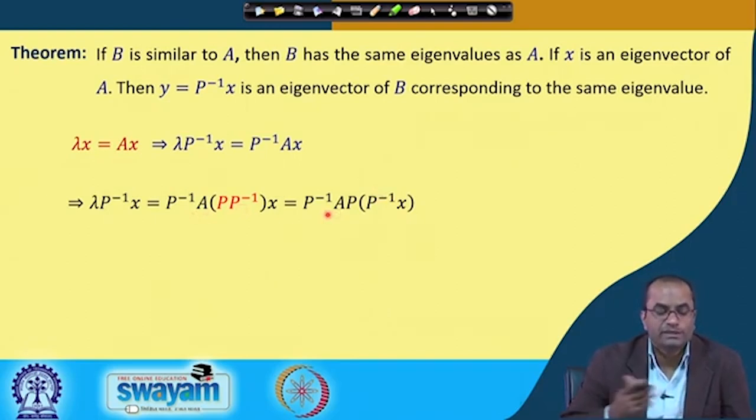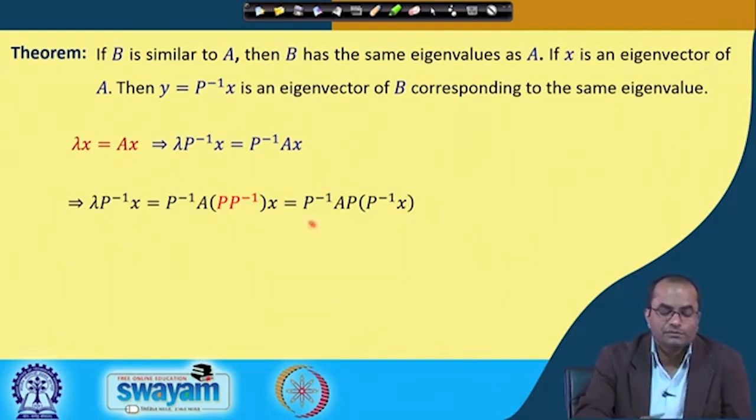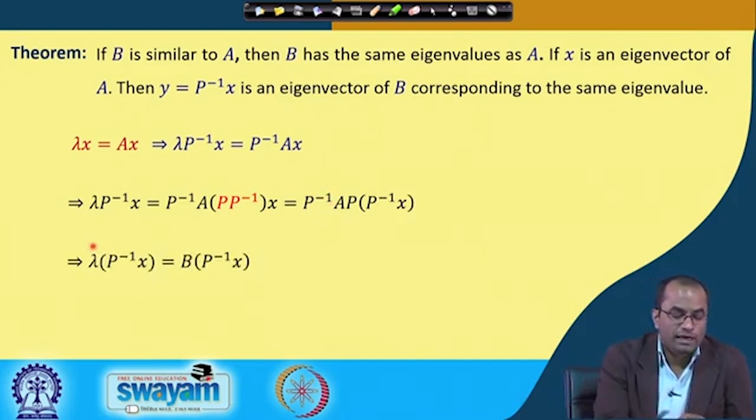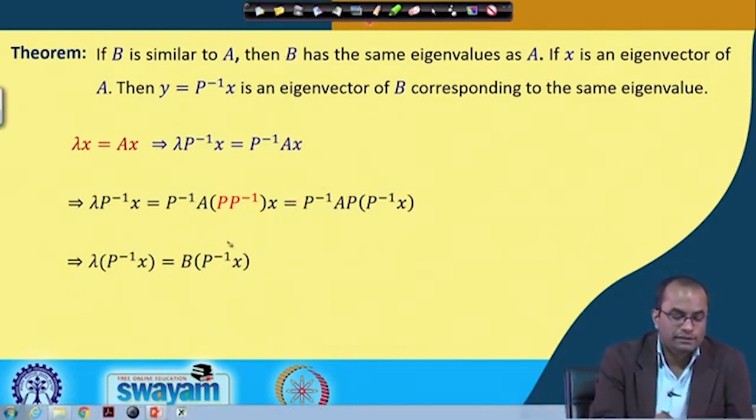This P inverse A P, as per the definition of similarity, that A is similar to B, or B is similar to A, means this B we can write as P inverse A P. So we have lambda P inverse X is equal to B times P inverse X. What we observe from this relation is that P inverse X is the eigenvector and this lambda is the eigenvalue of this B.